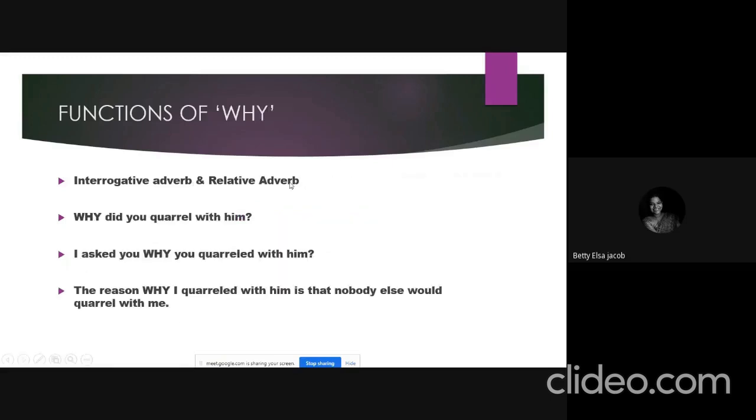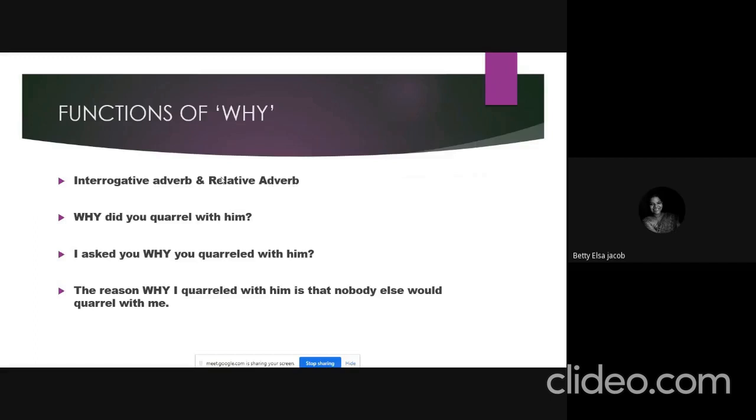Moving on to the next one, the functions of why. Now, just like where, we have why always functioning as an adverb. It can be an interrogative adverb if it comes in a question, and if it comes in a sentence or a statement, it will be a relative adverb. Now, would you try to identify the function of why in the following examples?